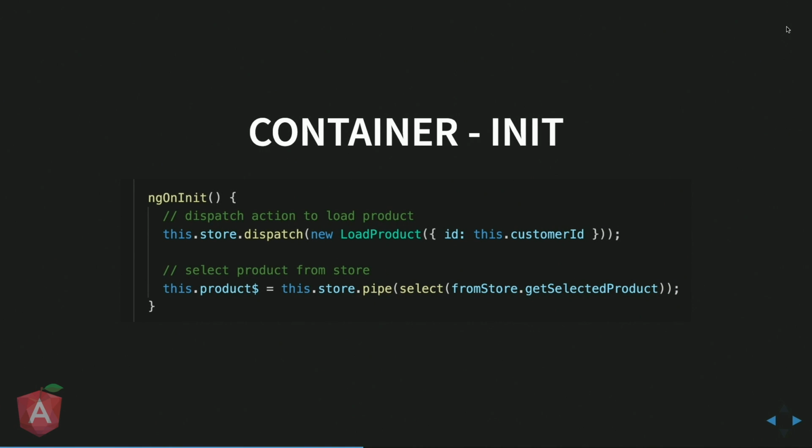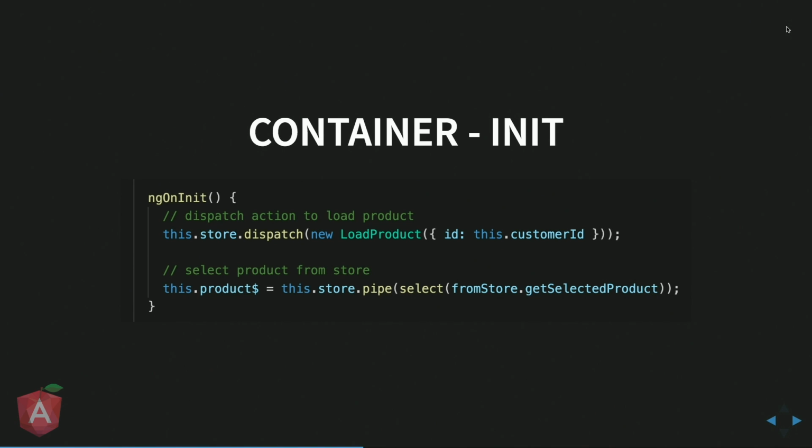So when we look at the container init, as we said earlier, containers are responsible for dispatching to go load data, and then using selectors to get the data so we can then feed that down to our presentation components. So in our case here, it's pretty simple. We're going to dispatch our load product. This is a pretty simple example, but usually what I would use is the router store to get that ID off of there, but this makes it a little clearer in this demo here for you guys to see and understand.